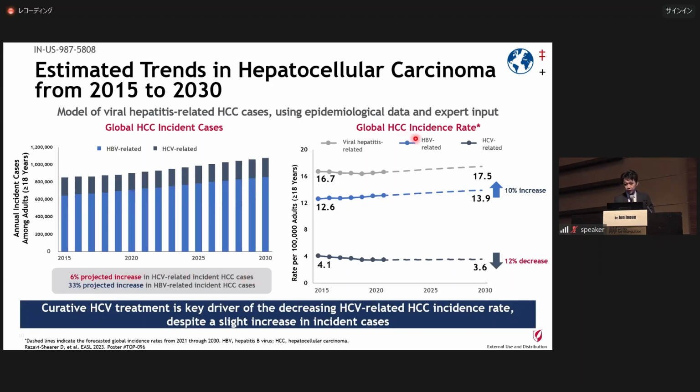Regarding the incidence rate, HBV-related HCC is estimated to increase 10%, and HCV-related HCC is decreased by 12%. But the reduction is very low. So the curative HCV treatment is key driver of the decreasing HCV-related HCC incidence rate.